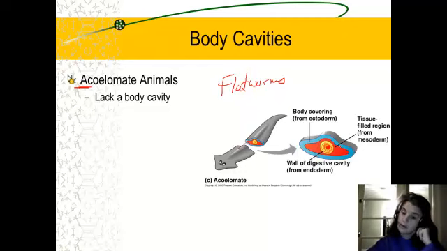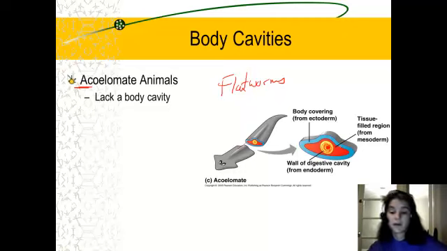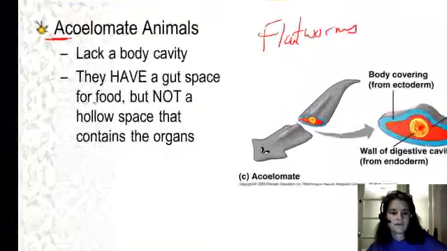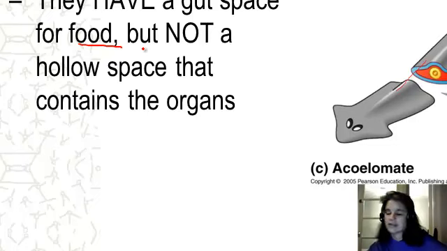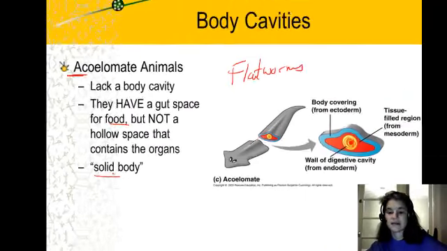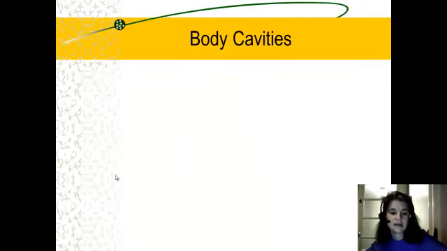But he really has no well-developed organs. He's got the beginnings of some organs, but none that are really well-developed. He does not have a body cavity in which to place them. So they have a gut for food, but not a hollow space to contain the organs. He is a solid-bodied critter. His body is solid except for that gut space.